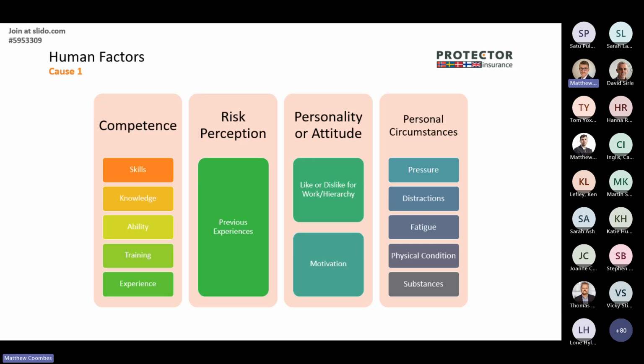Starting with the acronym SCATE for competence on the left-hand side. Do employees have the necessary skills, knowledge, ability, training and experience to be where they are and be doing what they're doing at the time of an accident? This one obviously can't be gauged when we talk about members of the public, so it's really geared towards employers' liability. Then moving on to risk perception.